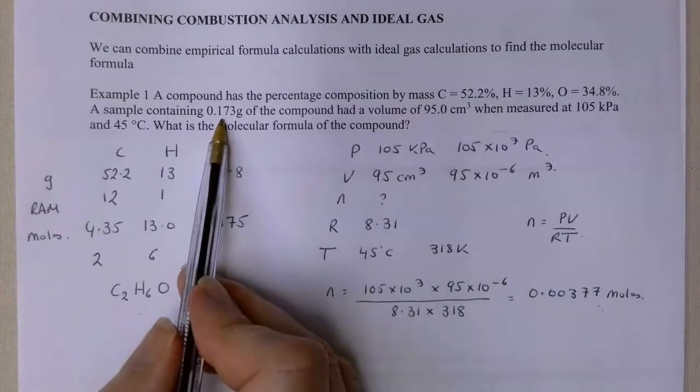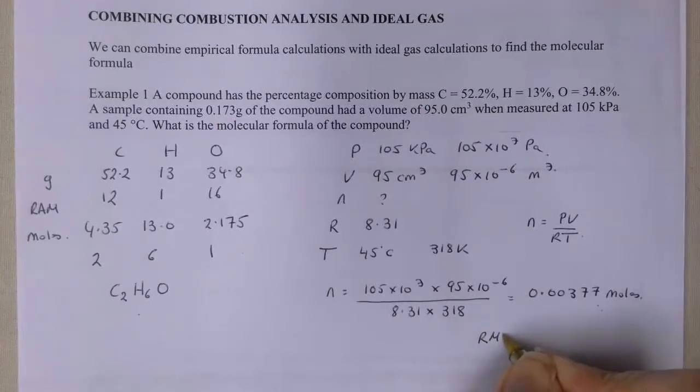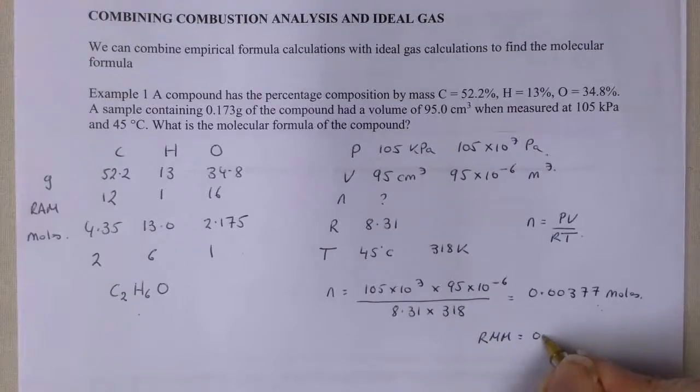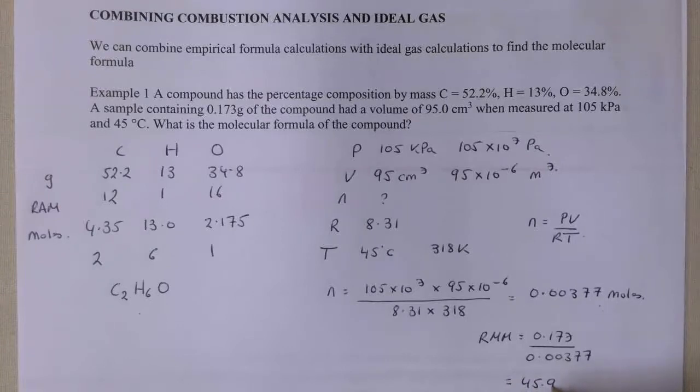I know the grams of compound from my question, so I can work out my RMM, and that's going to be grams per mole. So I've got 0.173 divided by my number of moles, 0.00377, and that gives me an RMM of 45.9 grams per mole.